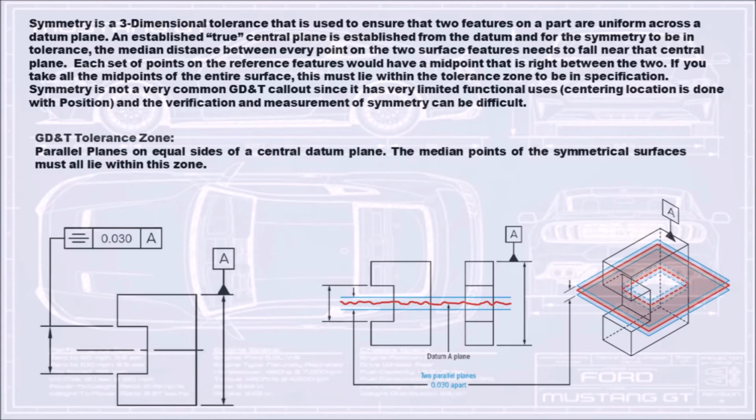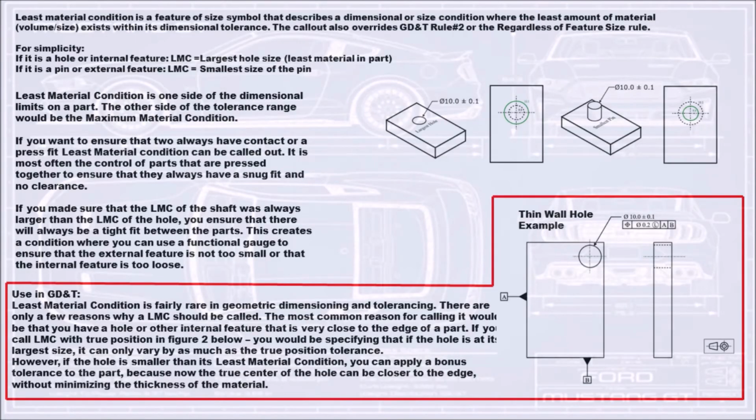Centering location is done with position, and the verification and measurement of symmetry can be difficult. The tolerance zone is parallel planes on equal sides of a central datum plane. The median points of the symmetrical surfaces must all lie within this zone. Least material condition.